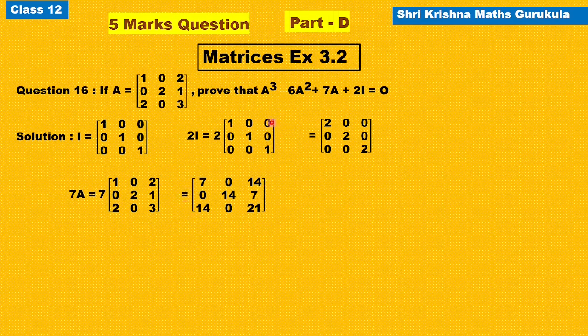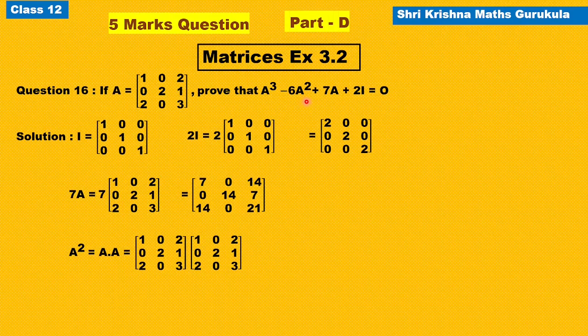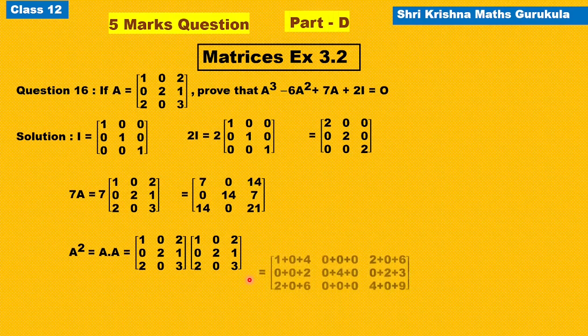Now we have to find A square. Then we can find A cube, right? First we have to find A square. So I'll consider A square, that is A into A. We'll consider matrix A into matrix A. Now we shall consider first row, then multiply with the corresponding terms of first, second and third columns.